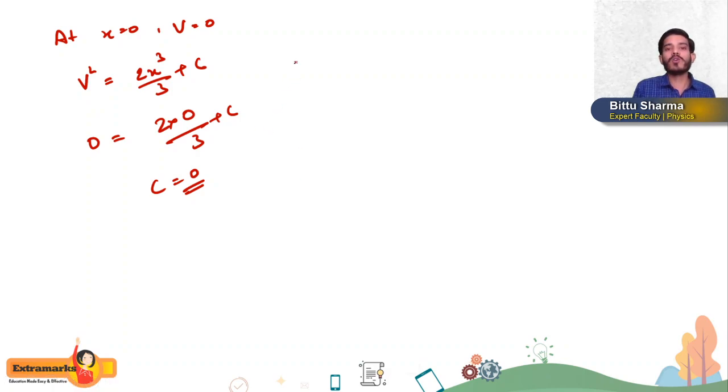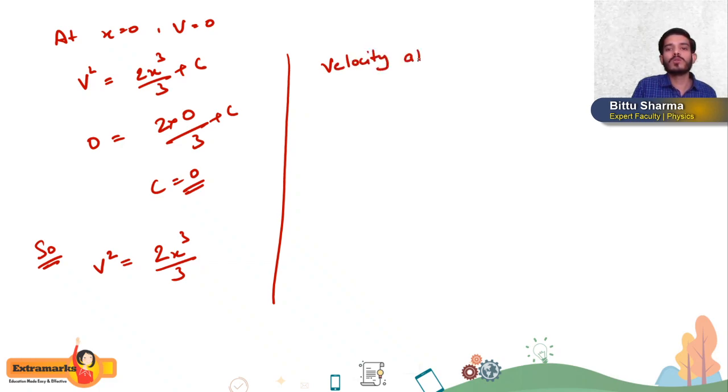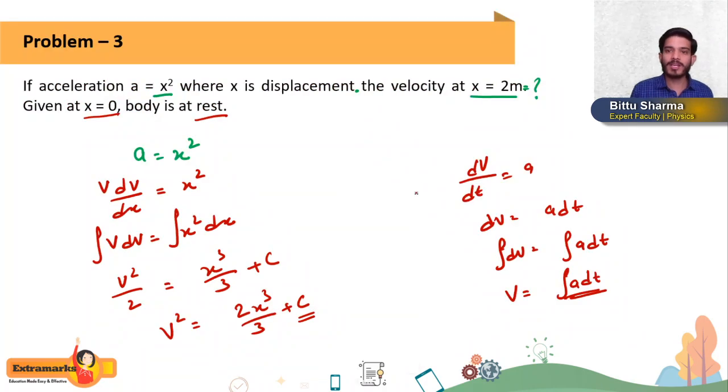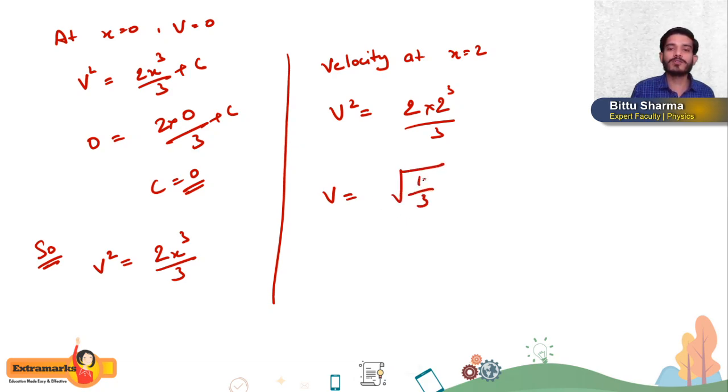Now our equation will become v square is equal to 2x cube by 3. And we have to calculate velocity at x is equal to 2. So v square is equal to 2 into 2 cube by 3, so v will be equal to under root of 16 by 3. Sorry, not 8, 16 by 3. Means 2 by root 3 will be the correct answer. I hope you are getting this, students.